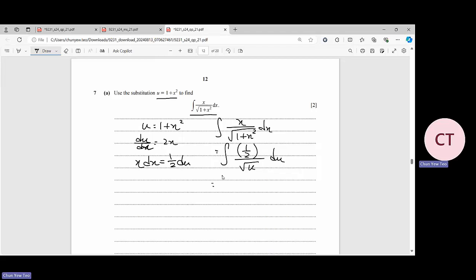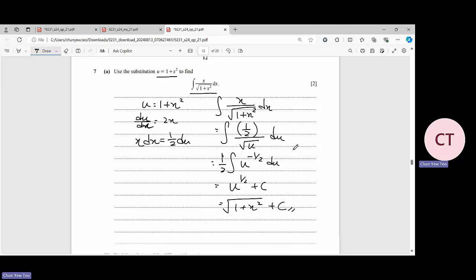To integrate this, it's actually integrating half of u to the power of negative half du. Integrate this directly, you get u to the power half plus c. Change your u back to x, 1 plus x squared. Then you get the answer. So this is the answer for number 7a.